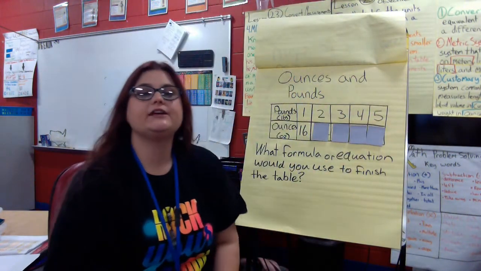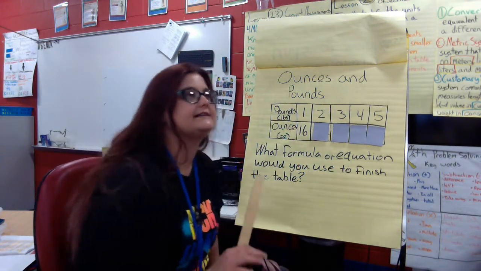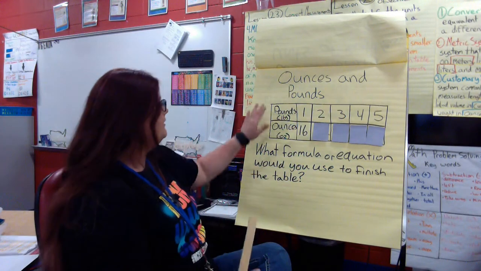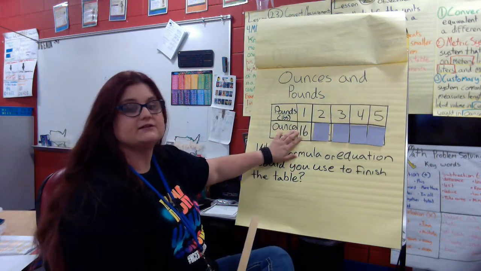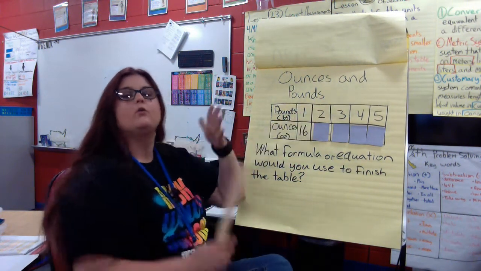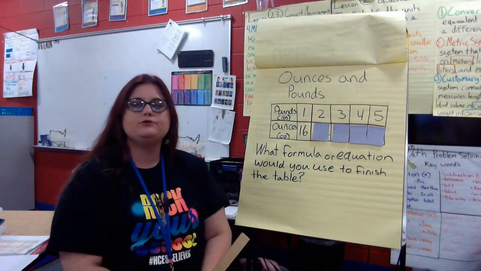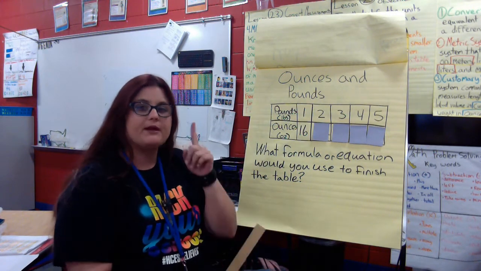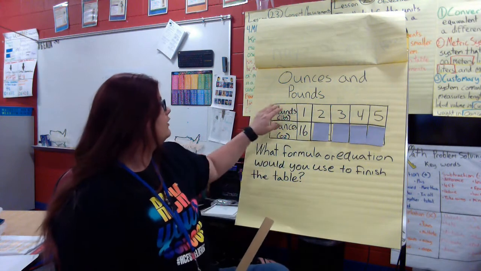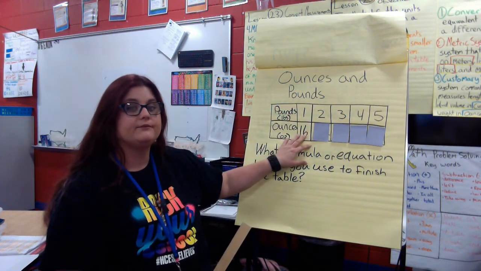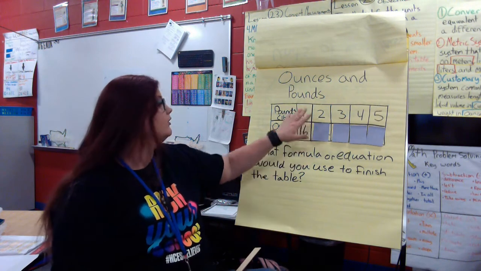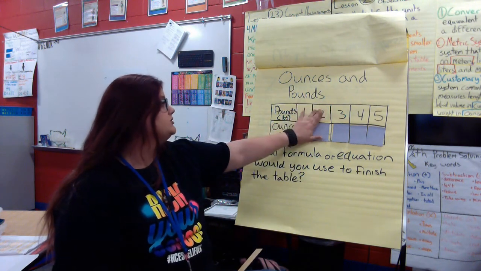Now, let's look at ounces and pounds as a conversion chart. So we know that 1 pound is equivalent to 16 ounces. But what about 2 pounds? What formula or equation would you use to finish this table? Remember our rules though. If we go from big to small, we what? We multiply. So we have 2 pounds here.